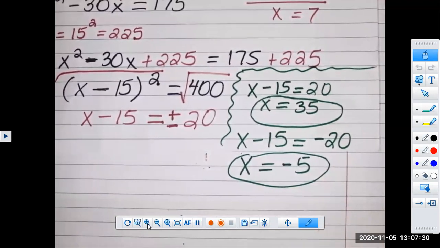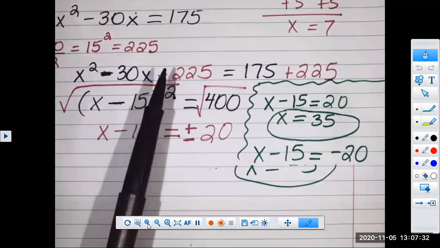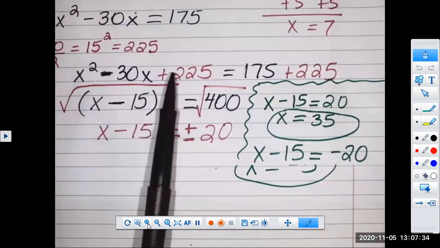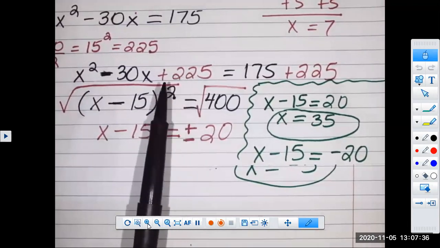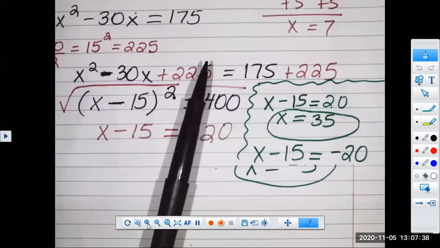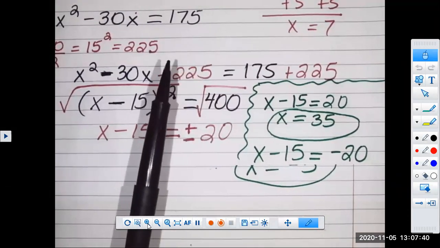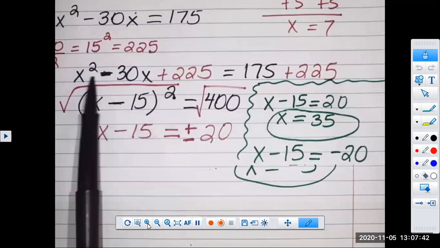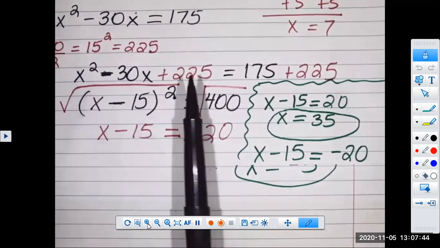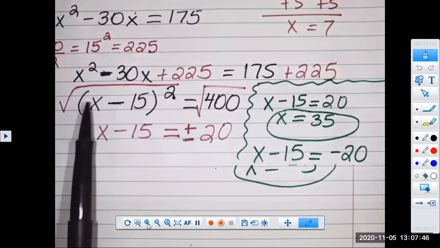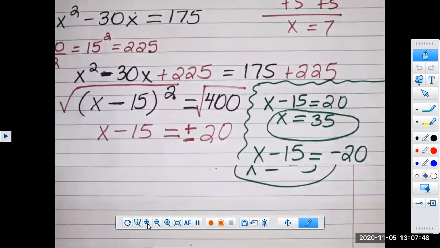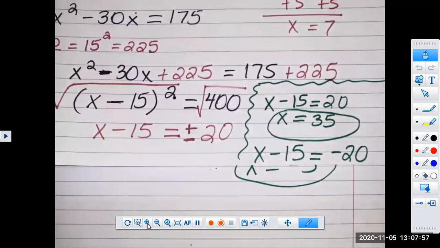If you are able to pick up on perfect square trinomials, which of course, if you applied the factoring method like we did in 4.4 and 4.5, you would find that this will factor into (x minus 15)(x minus 15), which you can write like that. But anyway, you'll see perfect square binomials and trinomials a lot throughout pre-cal, calculus, algebra 2.